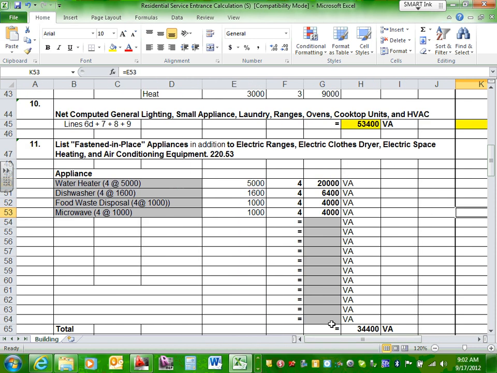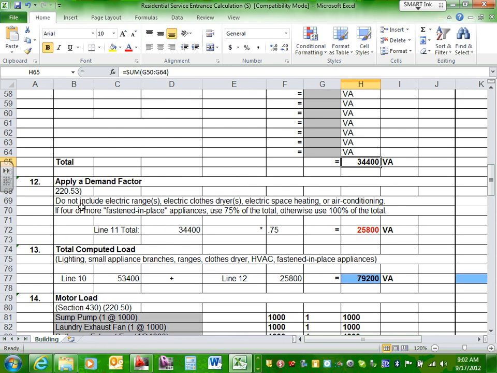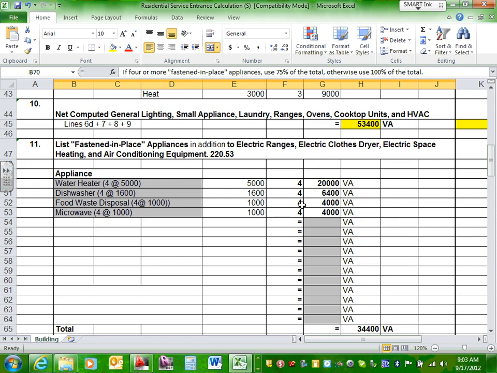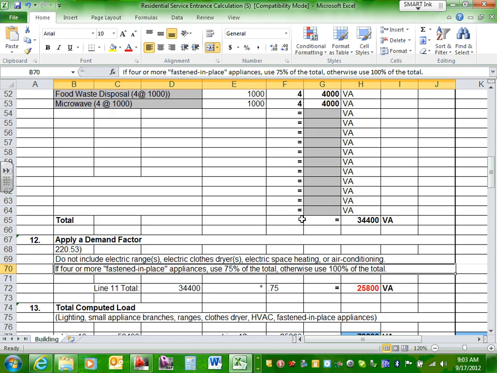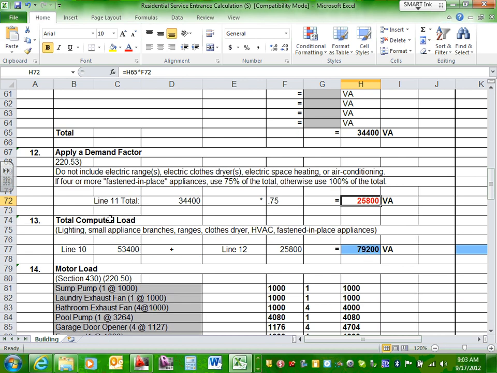Then you add them up, and based on the code, 220.53, you have to apply the derating factor of 75% if you have four or more. Do I have four or more? Yep, Chad, I have four times four, which is 16 of them. So you multiply this number by this number to get this number. Can I have a thumbs up, Chad? We understand how that goes. That's fastened in place.